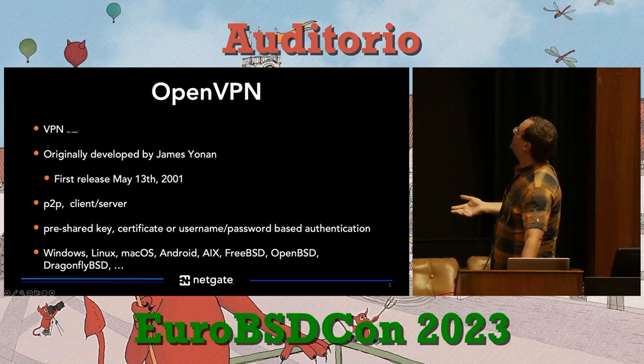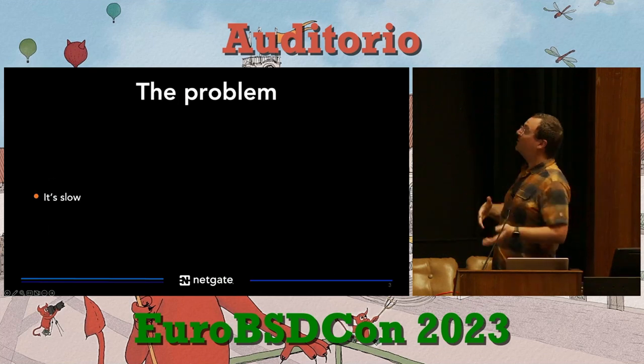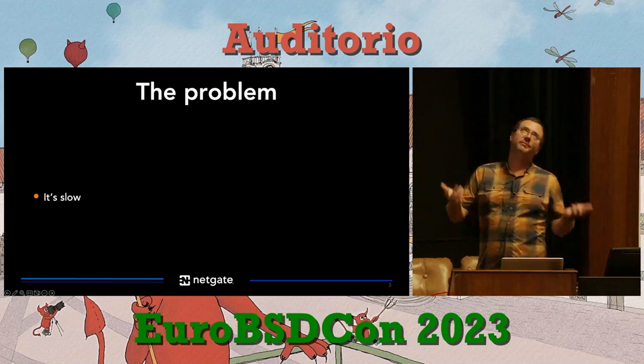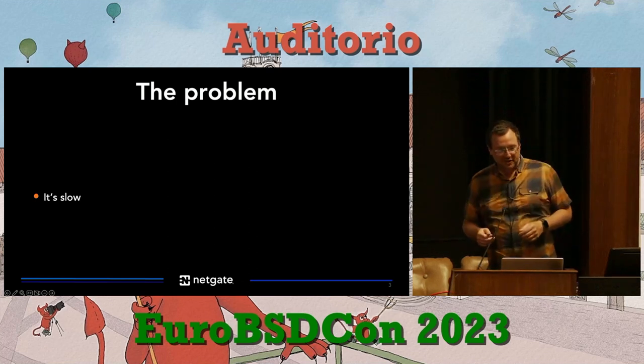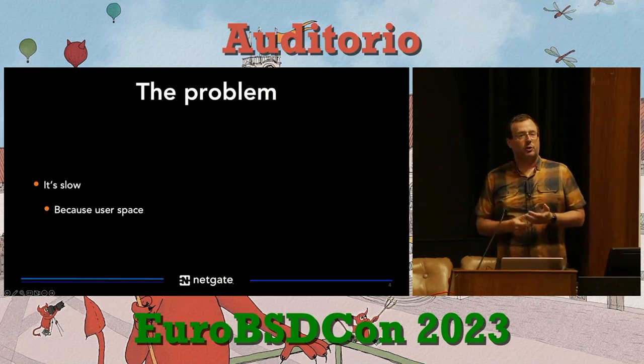Now, obviously, I'm talking about it, so there is a problem with it. The problem is that it's slow. Like, really slow. Well, you know, really slow by modern standards. Why is it slow? It's slow because it's a user space process.